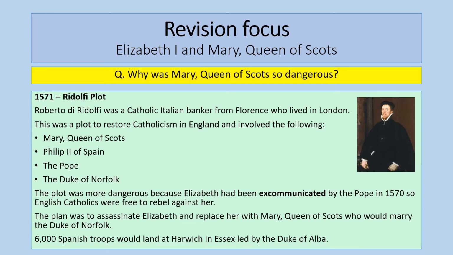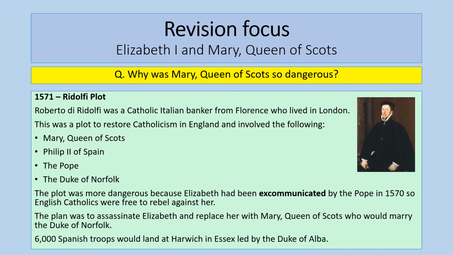So the Ridolfi plot is the next thing to be aware of. Obviously we've got Mary Queen of Scots, who came to England in 1568. That sparked the Northern Rebellion. That then led to the papal bull of excommunication. Bull means order, and that led to the Treason Act. Now in 1571 we also have the Ridolfi plot. Roberto di Ridolfi is an Italian banker, he's Catholic, he's from Florence, he lives in London. He comes up with a plan basically to restore Catholicism in England.